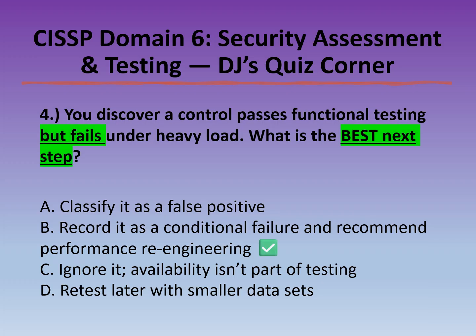The correct answer is B. Record it as a conditional failure and recommend performance reengineering. CISSP evaluates operational effectiveness. A control must perform under realistic stress conditions.